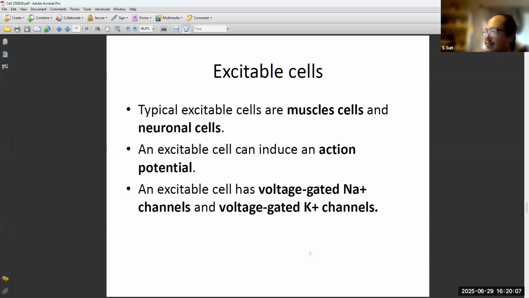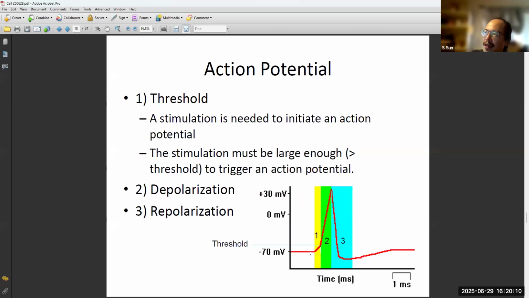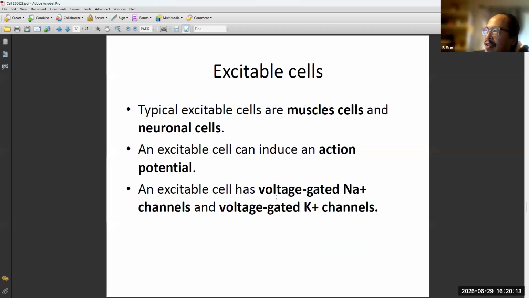So let's take a look. Every cell has a sodium-potassium pump, but excitable cells have two more things. In addition to the sodium-potassium pump, they also have voltage-gated sodium channels and voltage-gated potassium channels. The sodium-potassium pump lays the foundation of a negative membrane potential. The voltage-gated sodium and potassium channels allow these cells to generate an action potential.